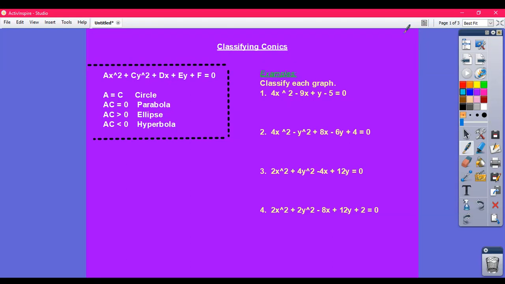Guys, so when classifying conics, usually if they're in standard form or it tells you the type of conic in the directions, you're good to go. However, if they write the equation in general form, which is given in the examples, there is an easy way to tell what type of conic you're dealing with so you know what type of standard equation and shape you're going to be working on.